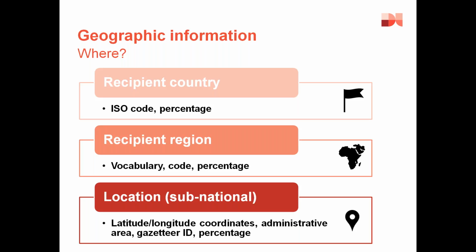Similarly, you can do the same with regions. You can say that this particular intervention is being rolled out or being delivered in a particular region. And again, you can also include multiple regions using the percentage value as well.